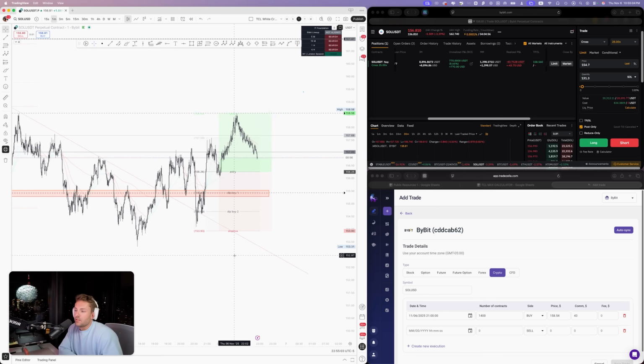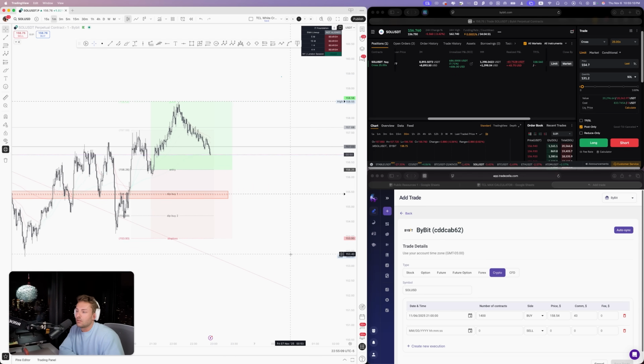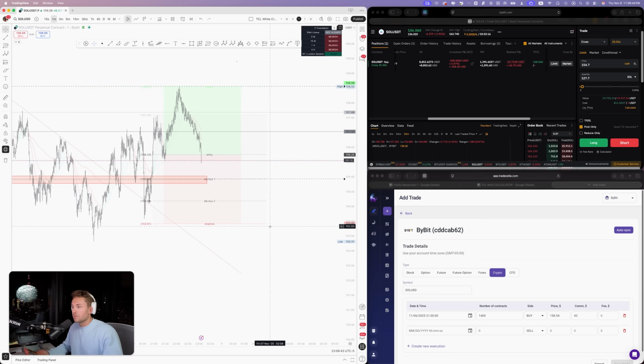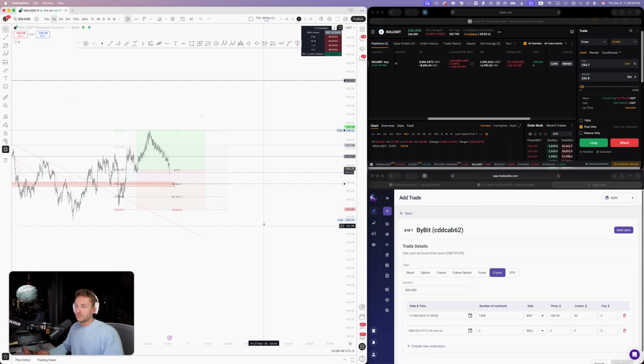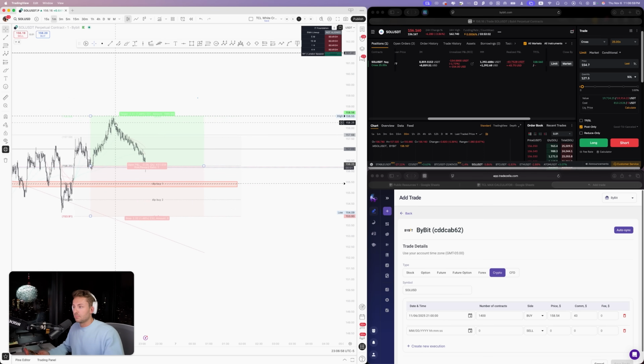Oh, man, that's frustrating. Inches from being out, and now we're almost back down at entry. All right, so I guess we're trading the whole trade, which is not ideal, but maybe it ends up working out for the better. Can't believe I didn't get out here.